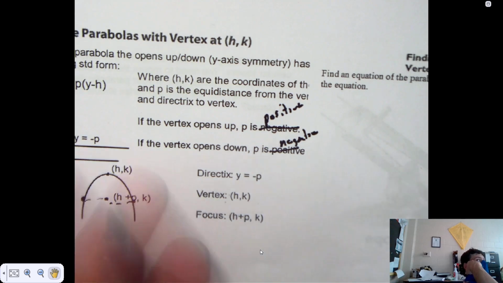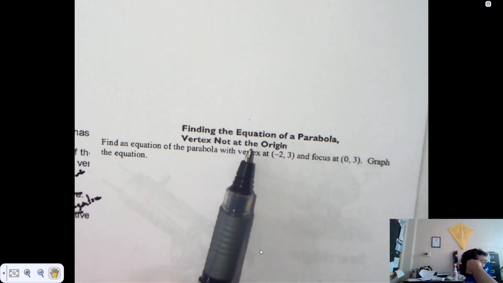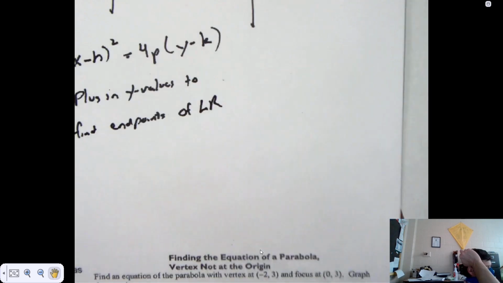All right. We actually are not going to do this one right now. We're going to come back to it because it's not an up-down parabola. The sideways parabola. We'll come back to it.